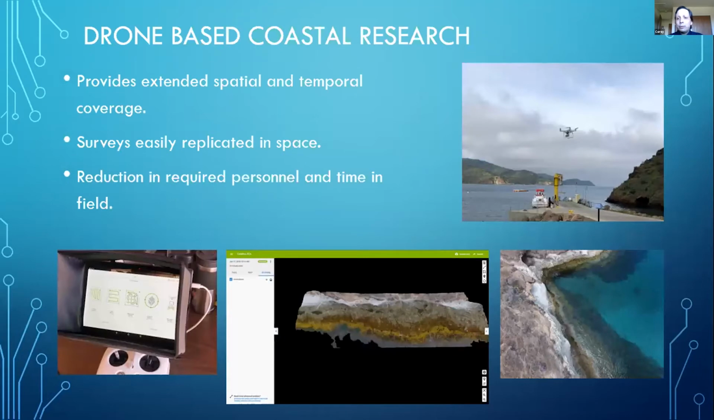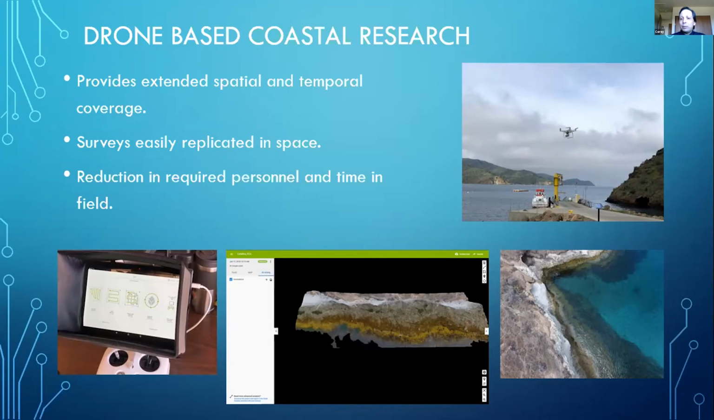So why have we gone to drone-based coastal research on our campus? Well, one is it provides extended spatial and temporal coverage. Drones can cover a lot of land in a real short amount of time. I look at my own history of having done traditional intertidal surveys. A single site could take us 3 or 4 hours to do, usually with a team of 4 or 5 people. Nowadays, the drone can do the same amount of work in about 5 to 6 minutes.